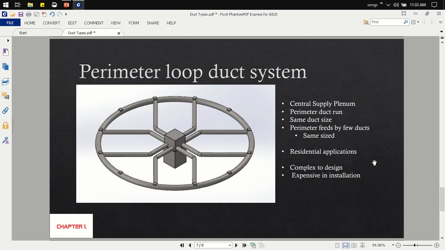These are the main duct configurations that are available in commercial, industrial and residential applications. We will meet you again in another video. Goodbye. Thank you.